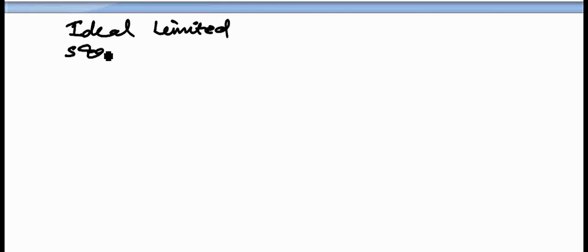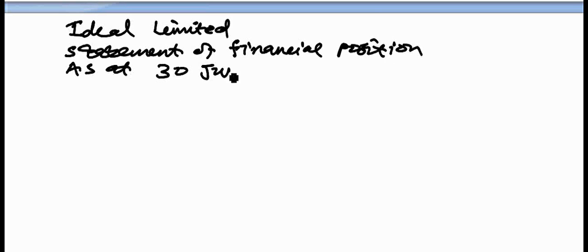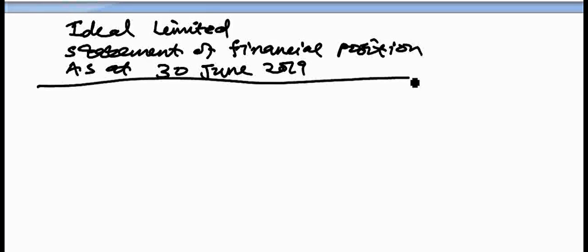Next, let's look at the statement of financial position. Alafu tutawachia hapo. So we can say Ideal Limited statement of financial position as at 30th June 2019. We underline that. We say shillings in thousands.